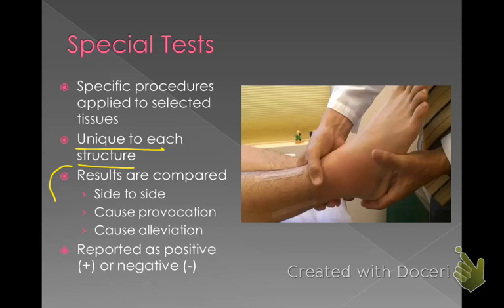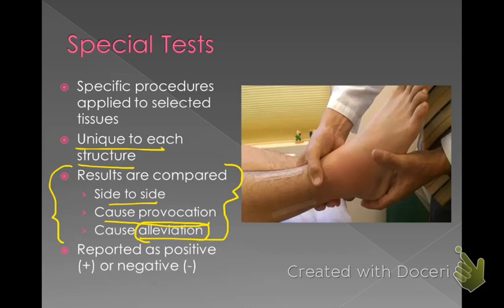The nice thing about special testing, and the one thing that we have to take into consideration when we're being systematic, is that the results of your special test are always going to be compared side to side. You're always going to compare the uninjured side to the injured side. They may or may not cause pain, or some special tests that we use may be used to determine whether or not it alleviates pain, which could also indicate something going on within that particular extremity.